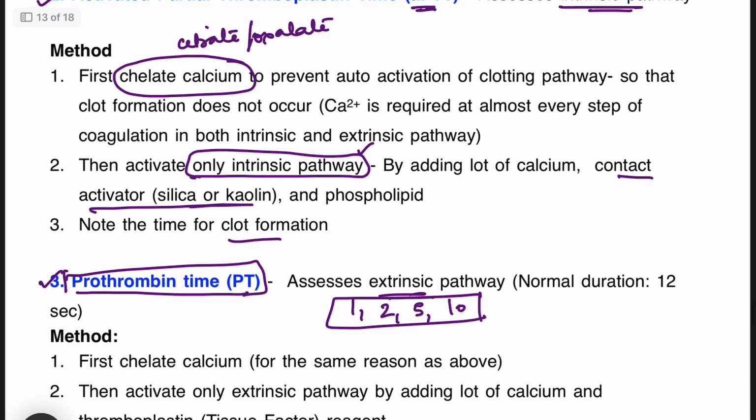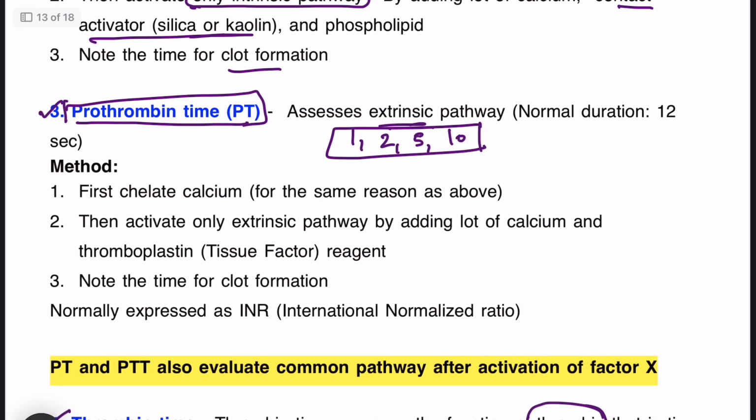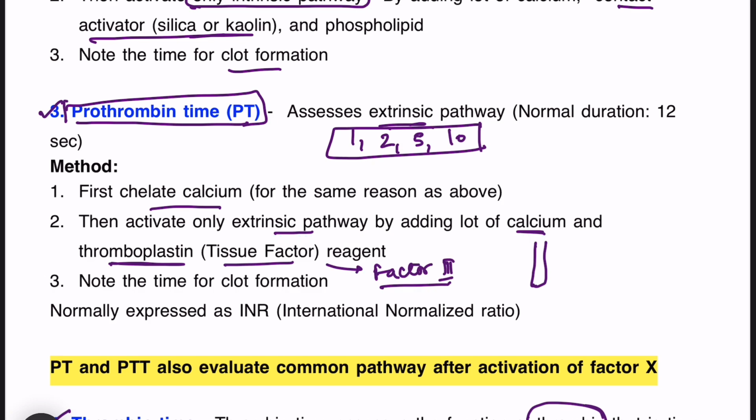Then we have prothrombin time. Same process we do. Take out a blood sample, first chelate calcium, then activate only the extrinsic pathway. Be ready with calcium and thromboplastin, which is the tissue factor. So this is factor 3. Factor 3 activates the extrinsic pathway. We add these chemicals in the blood sample and immediately start the stopwatch to note the time for clot formation. And this prothrombin time is expressed as international normalized ratio.